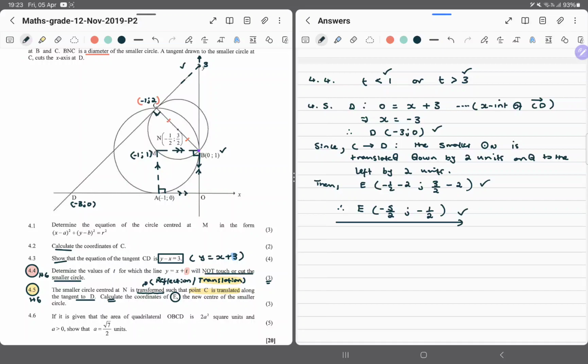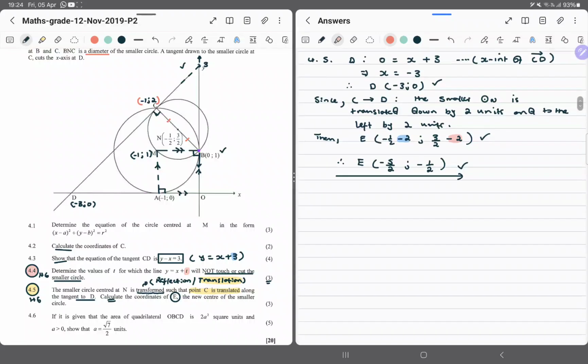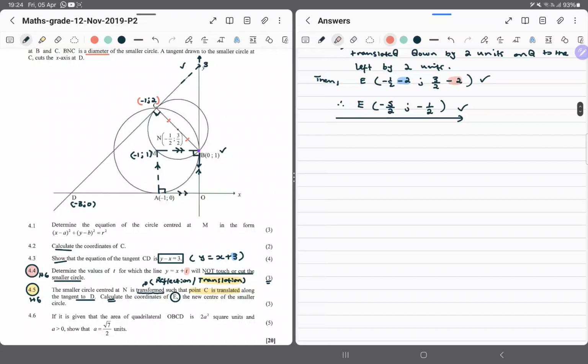Okay, so that's it, guys. So that was essentially the question. So it's much easier to translate a point that you can identify. If you are translating to the left, you simply subtract from the x coordinate. If you are translating down or up, you simply subtract or add to the y values. So it's much easier than in paper 1 when you are handling functions. All right, let's do 4.6.